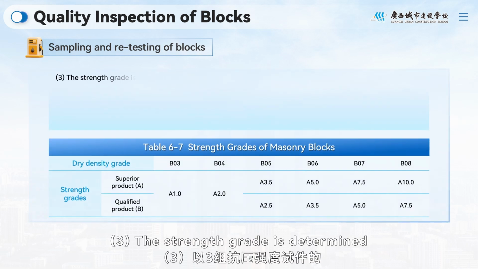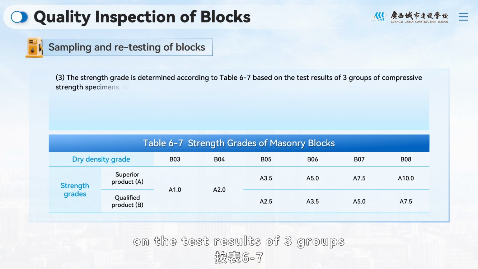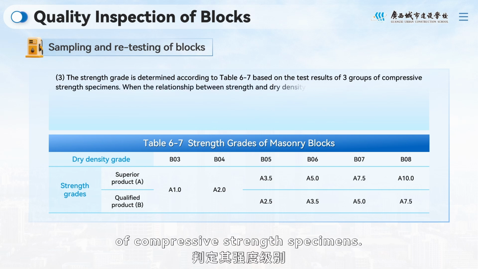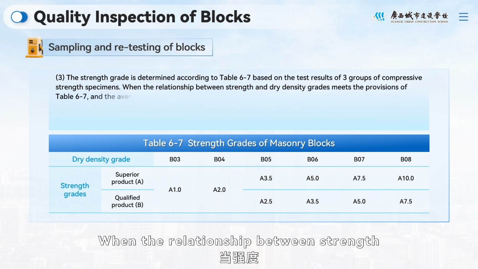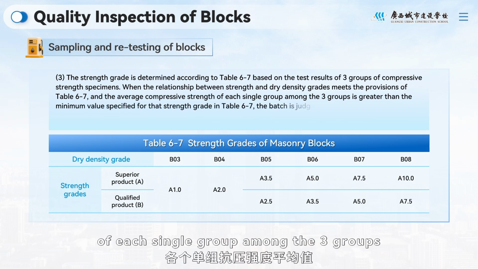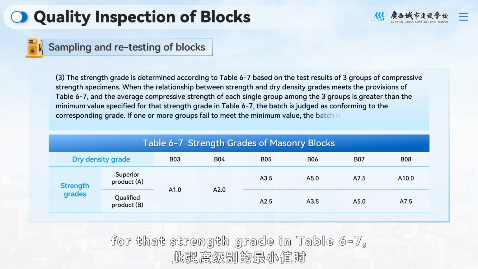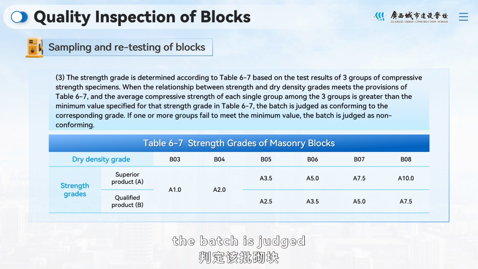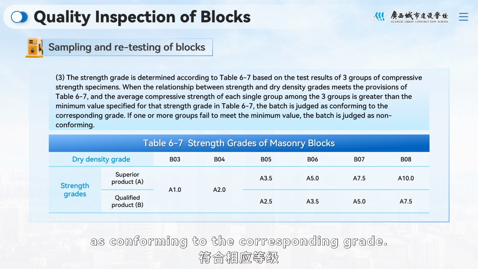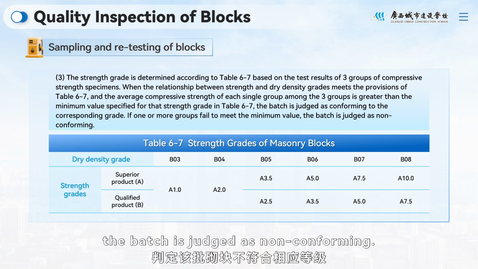3. The strength grade is determined according to Table 6.7 based on the test results of 3 groups of compressive strength specimens. When the relationship between strength and dry density grades meets the provisions of Table 6.7 and the average compressive strength of each single group among the 3 groups is greater than the minimum value specified for that strength grade in Table 6.7, the batch is judged as conforming to the corresponding grade. If one or more groups fail to meet the minimum value, the batch is judged as non-conforming.